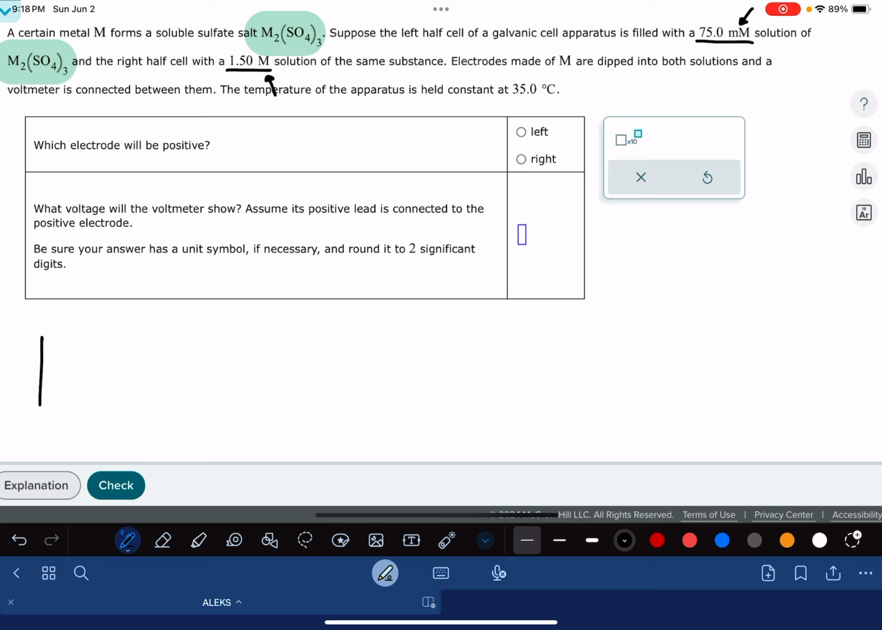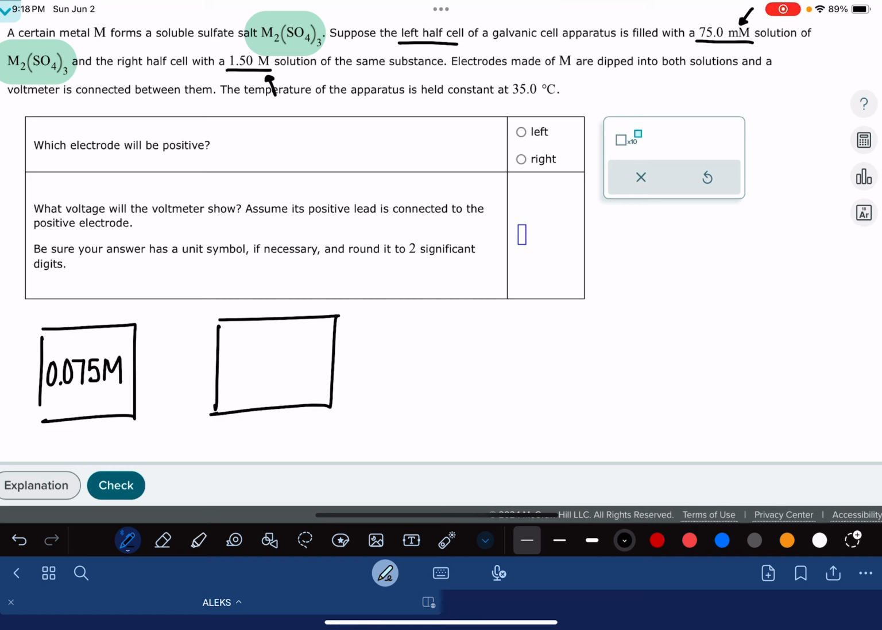So I'm going to start by just sketching what this cell looks like, based on the description that ALEKS gave me. The left side of my cell has a concentration of 0.075 molar, 75 millimolar. The right side of my cell has a concentration of 1.5 molar. And both the left side and the right side of my cell are made up of the exact same component.